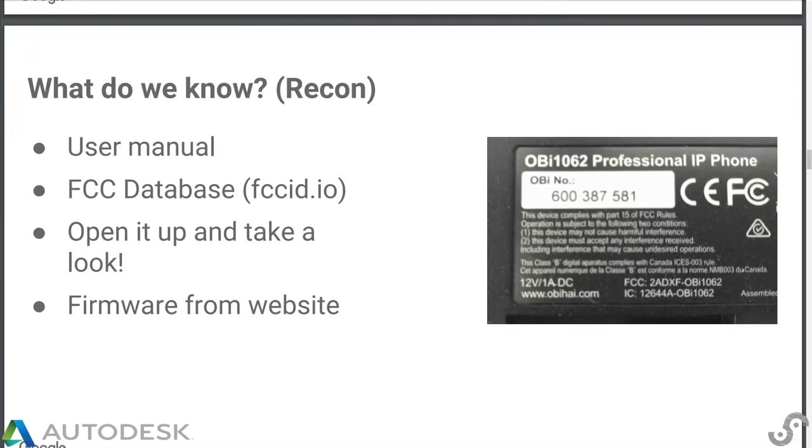And then you can go look up things about it, like what bands it uses and other useful information. There's a wonderful website, fccid.io. It's not the official FCC website. The official FCC website is pretty bad. This site makes it much more usable. There's other ways that you can find out what's going on.